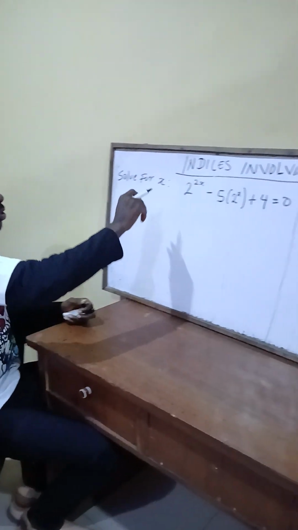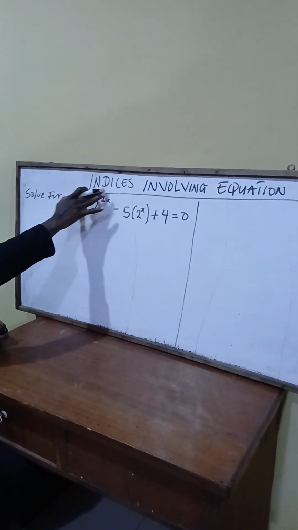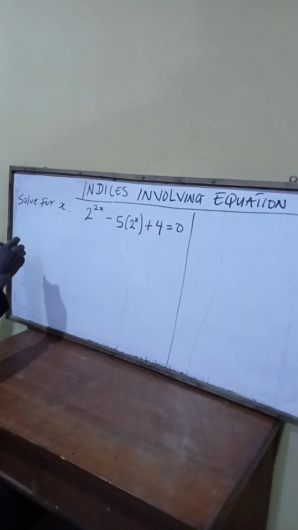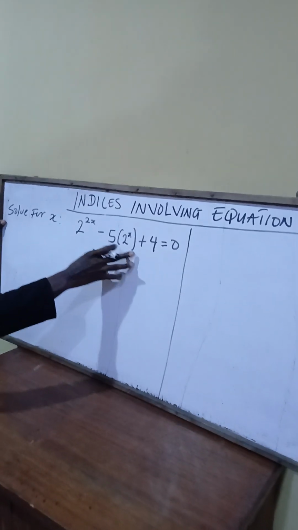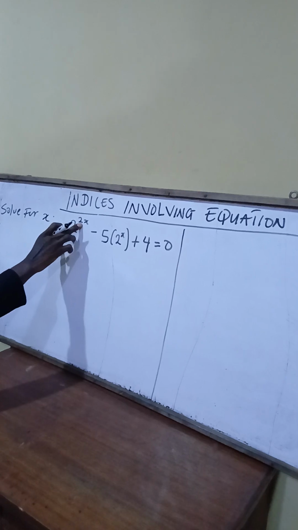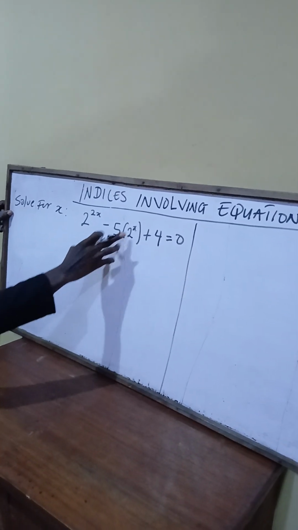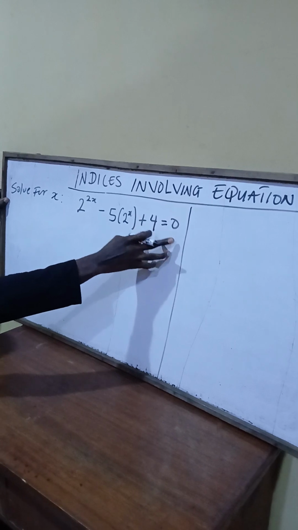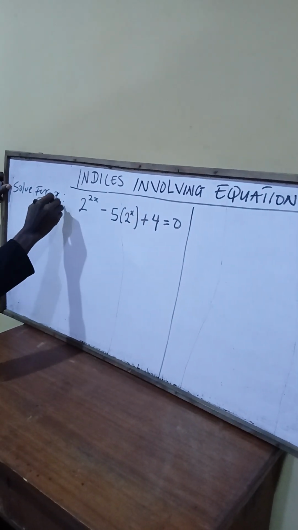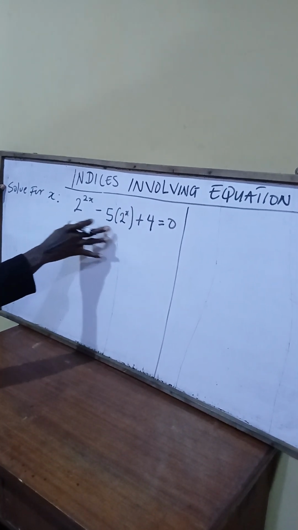Then we're still in indices involving equation. What I'm going to do here is that we have the question as this: 2 raised to power 2x minus 5 bracket 2 raised to power x bracket plus 4 equal to 0. At this point, what are you going to do?